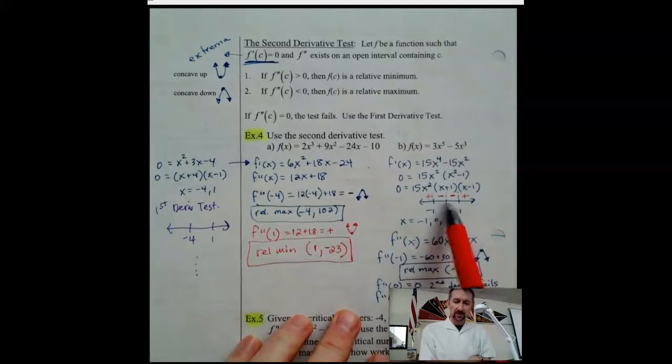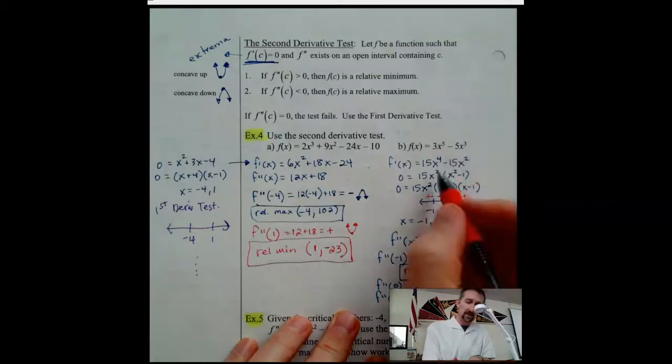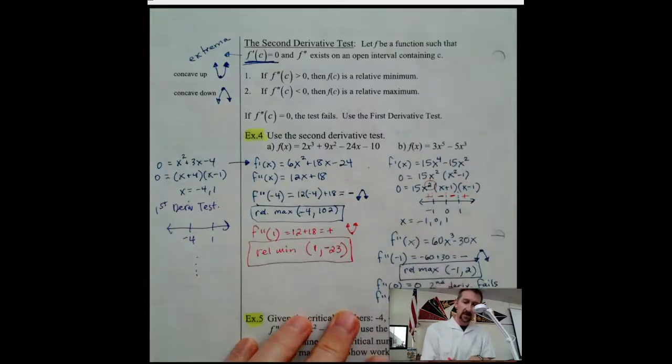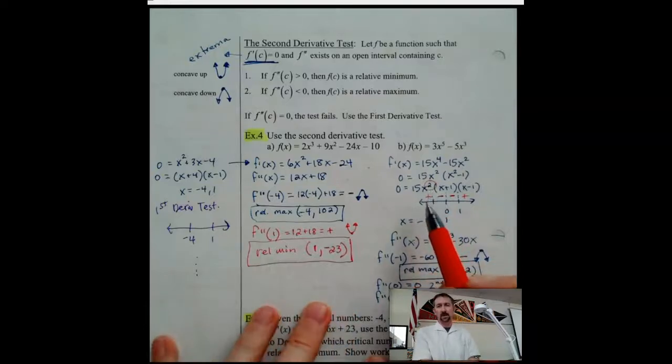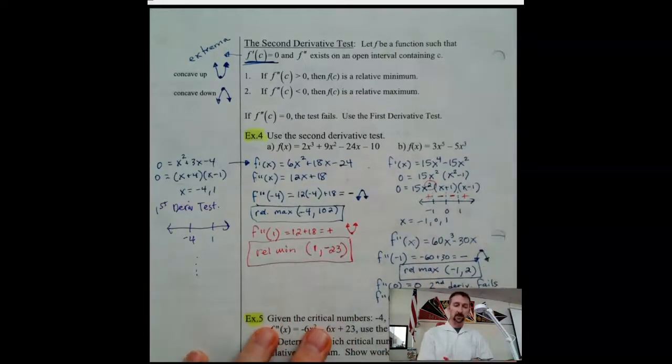So what we're getting is we do not have a minimum or maximum here because there's no sign change at 0. It's not changing from negative to positive. And you can tell that by the multiplicity. If something has even multiplicity, then it's not going to change. So that's where I kind of mentioned that. But let's finish this up.